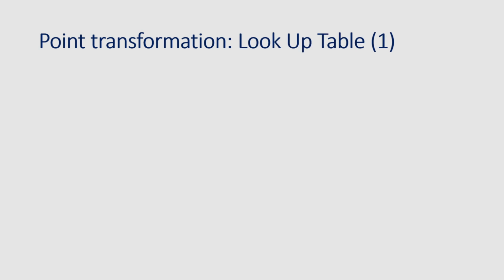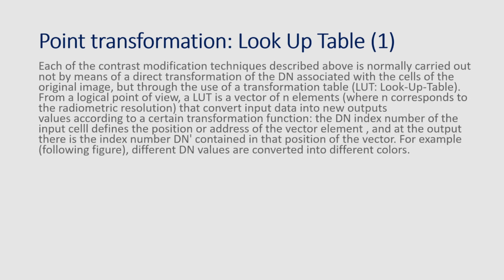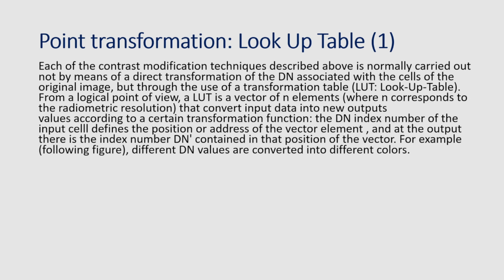Point transformation, lookup table. Each of the contrast modification techniques described above is normally carried out not by means of a direct transformation of the DN associated with the cells of the original image, but through the use of a transformation table, LUT, lookup table. From a logical point of view, a LUT is a vector of n elements, where n corresponds to the radiometric resolution, that converts input data into new output values according to a certain transformation function.